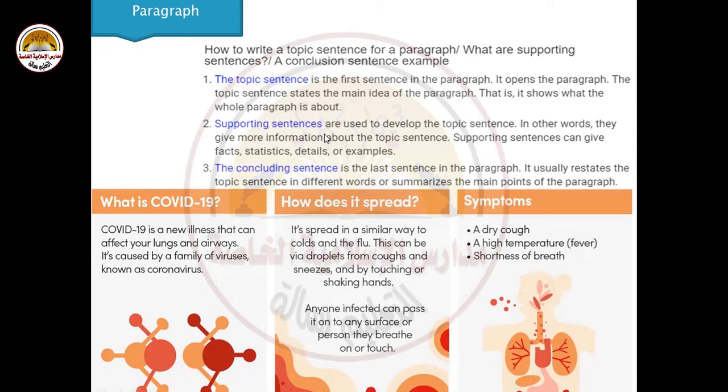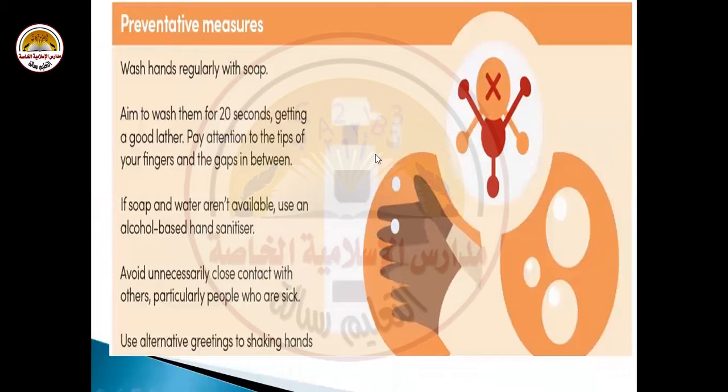Then the supporting sentences are used to develop the topic sentence. In other words, they give more information about the topic sentence. Supporting sentences can give facts, statistics, details, or examples.